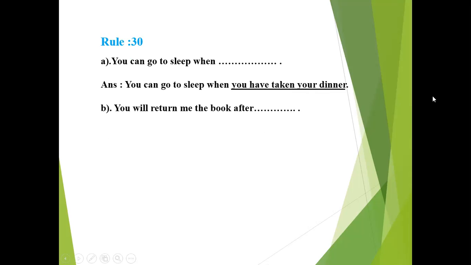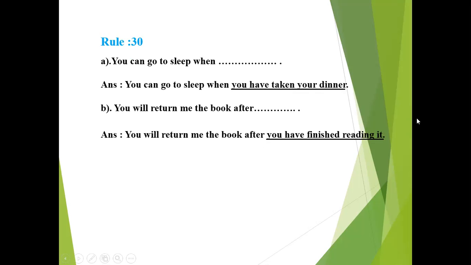Number B, you will return me the book after dash. Answer: you will return me the book after you have finished reading it.